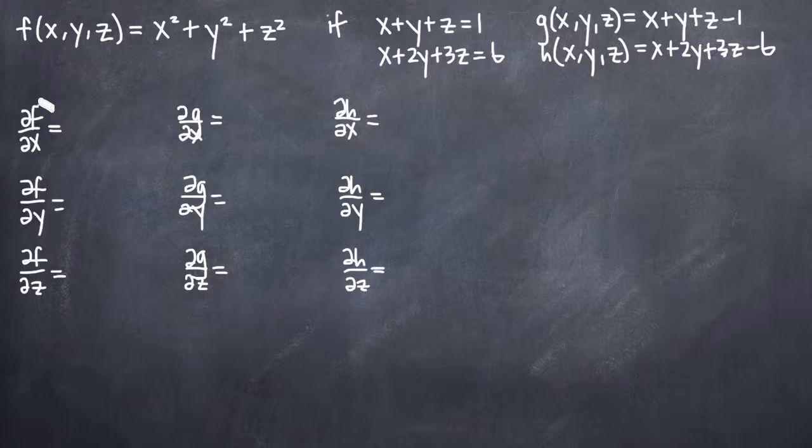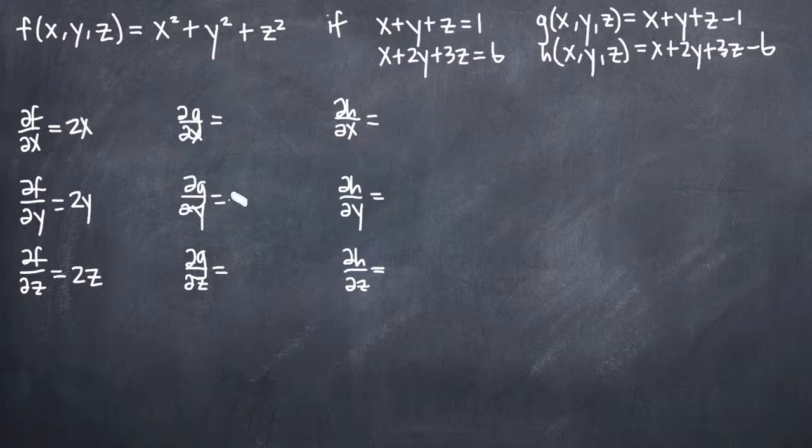So the partial derivative of f with respect to x, remember that when we're taking the partial derivative with respect to x, we're treating y and z, the other variables, as constants. So the partial derivative here of x squared is 2x. If y and z are constants, then the partial derivatives of y squared and z squared, when we're taking the derivative with respect to x, will be 0. Same thing here when we take the partial derivative with respect to y, x and z are constants, so they become 0. We're just left here with 2y, and of course here 2z when we treat x and y as constants.